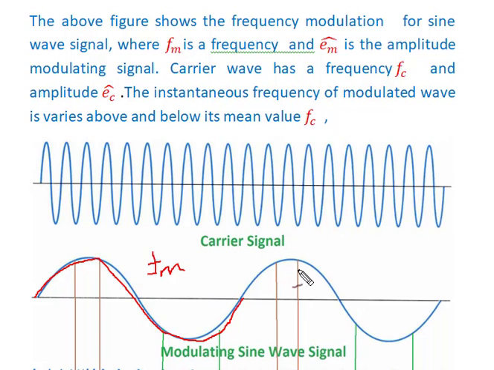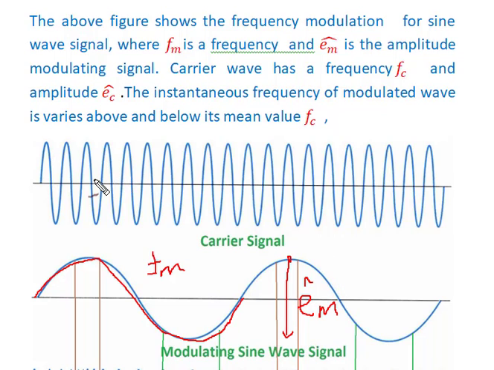It is the instantaneous value. So it is the maximum amplitude. It is the minimum amplitude. So from this area to this area is called Em cap, that is the amplitude voltage of the modulating signal.